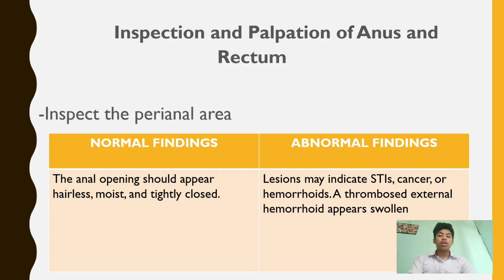A thrombosed external hemorrhoid appears swollen. It is itchy, painful, and bleeds when the client passes stool. A painful mass that is hardened and reddened suggests a perineal abscess. A swollen skin tag on the anal margin may indicate a fissure in the anal canal. Redness and excoriation may be from scratching an area infected by fungi or pinworms. A small opening in the skin that surrounds the anal opening may be an anorectal fistula.